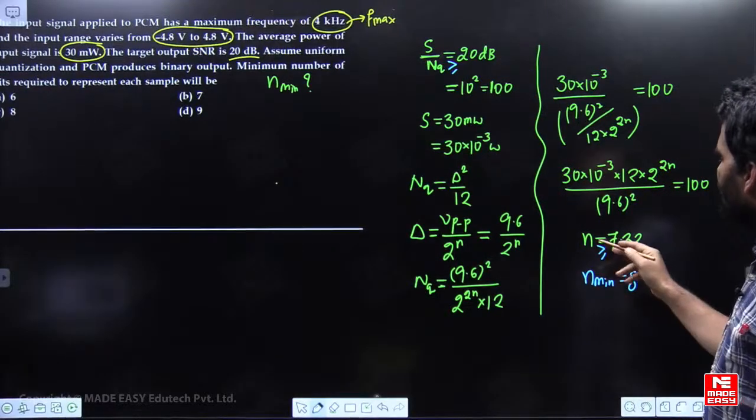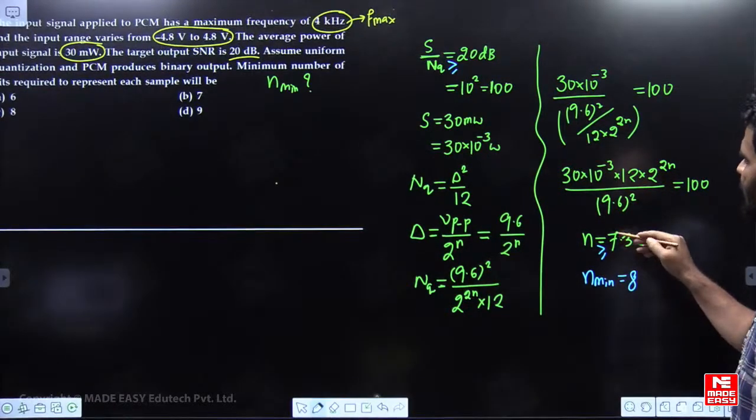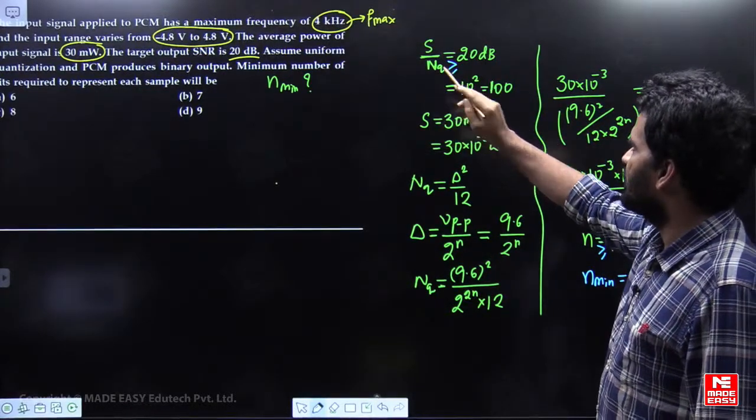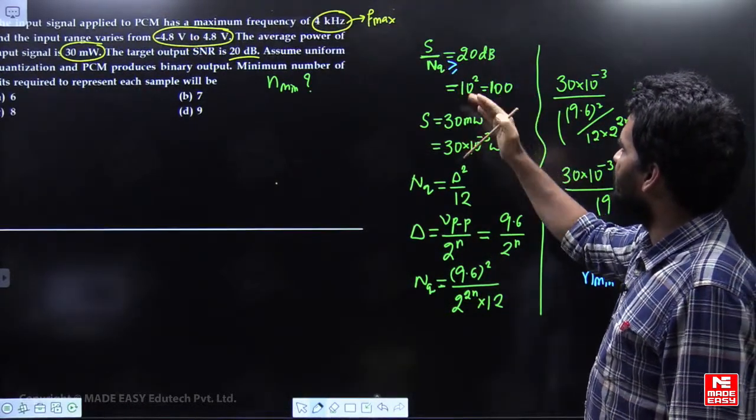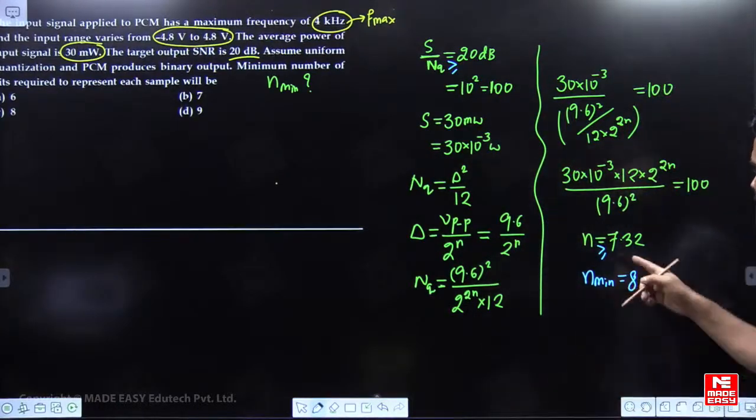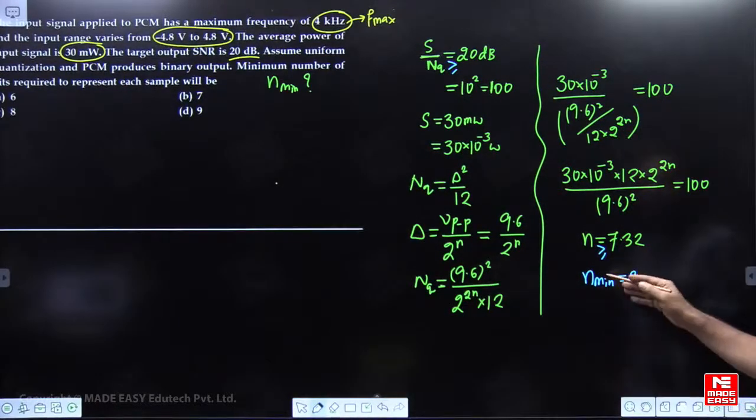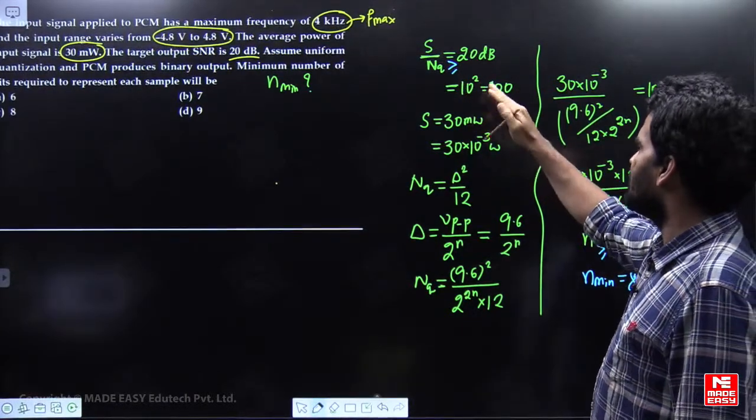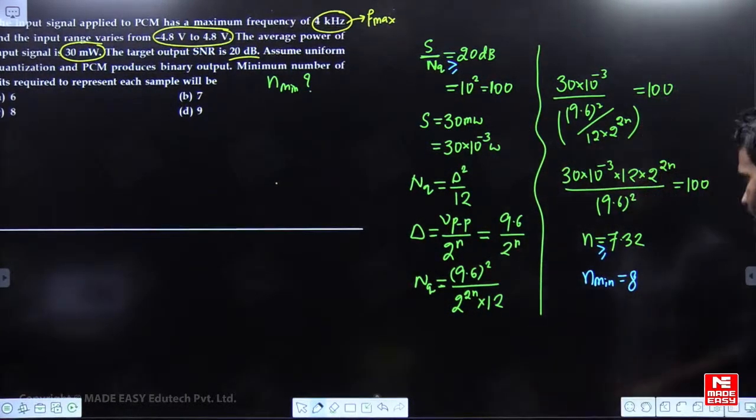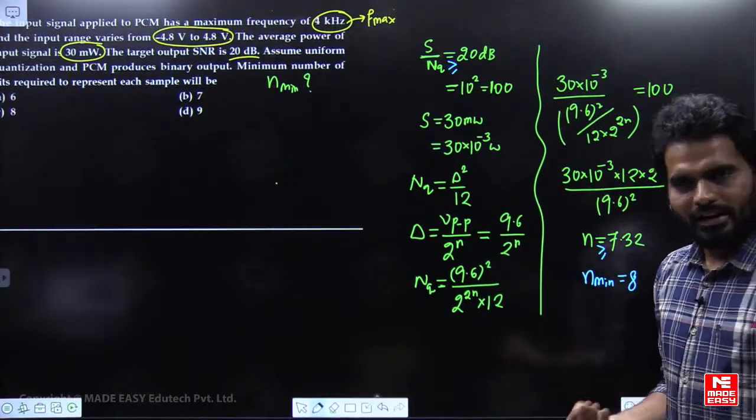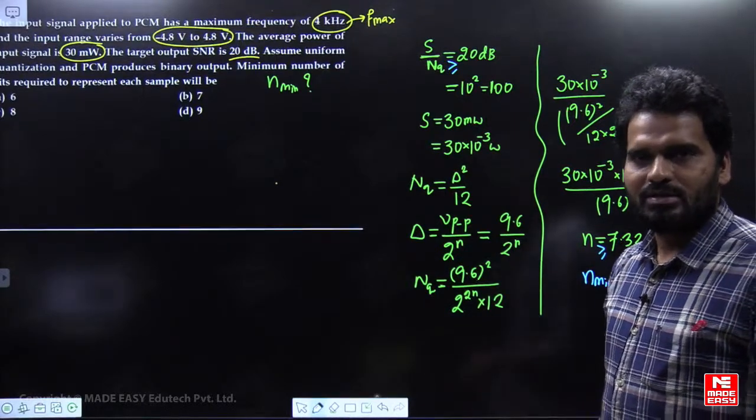Because if you go for n equals 7 here, then this condition is not going to be satisfied. You will get S by NQ less than 20 dB, less than 100, if you take n equals 7. But if you take n equals 8, then definitely you will get S by NQ greater than 100. Here you can go for n equals 8 and 9 also, which satisfy this requirement.